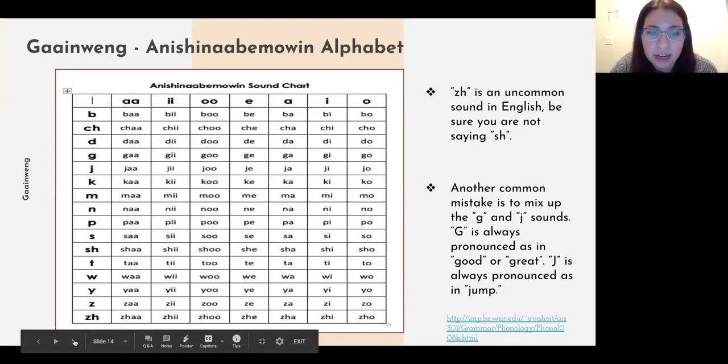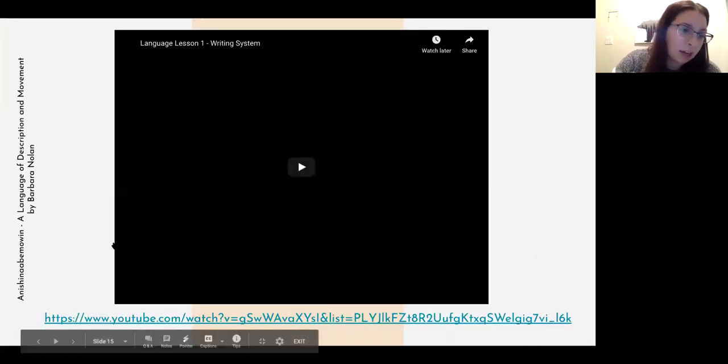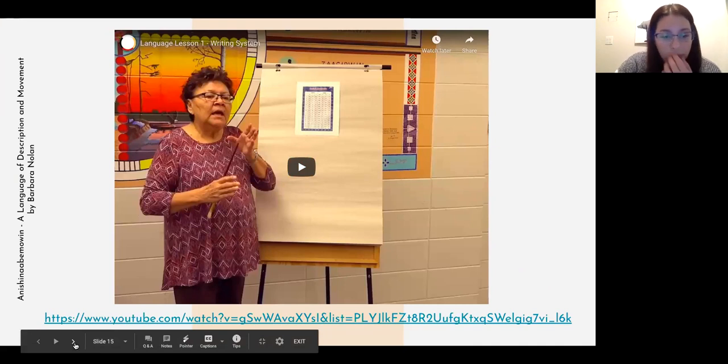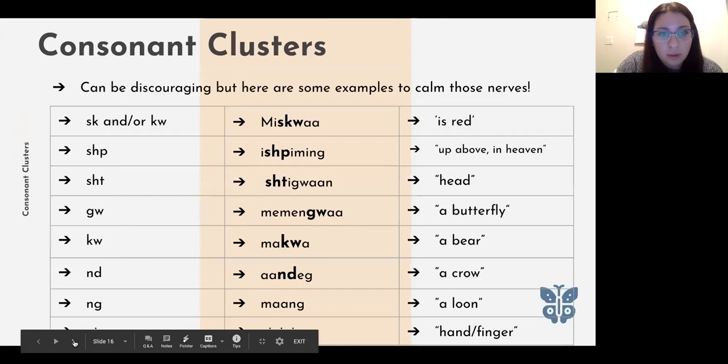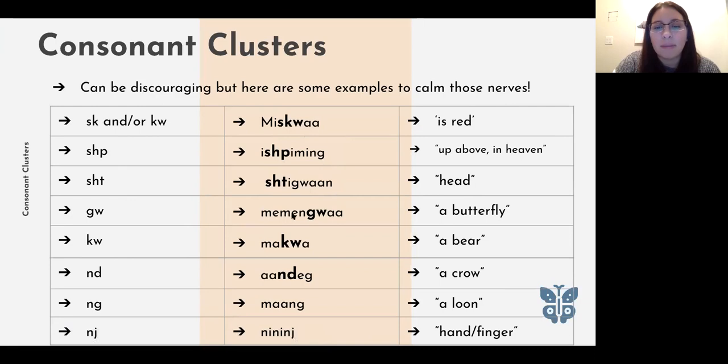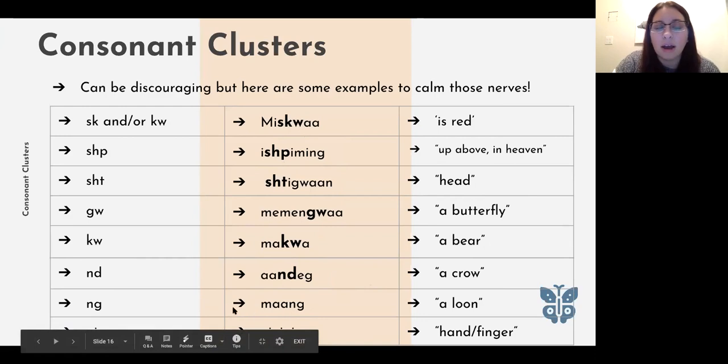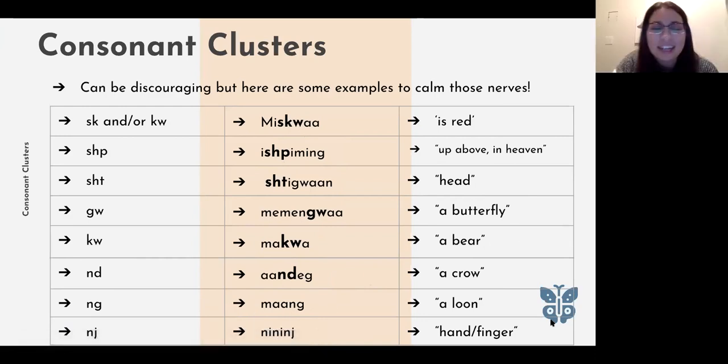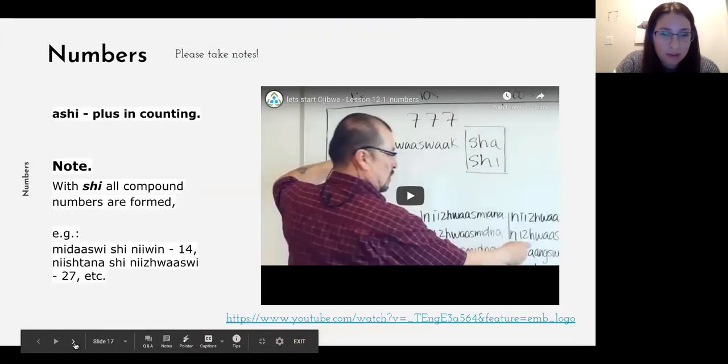We went over the sound chart, and I encourage you to practice this. It's going to be super helpful once you get all these sounds down. So in your spare time, please go over the sound chart. We watched this video, so if you haven't done that, please go back and watch it. We went over consonant clusters: misqua, ish piming, sh tiguan, memeng gua, ma qua, and deg, mong. Nininj, nininj.